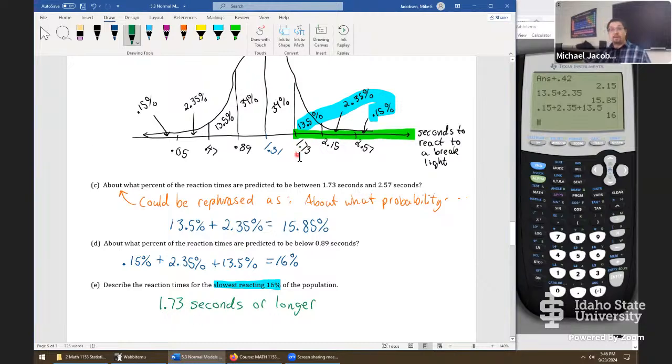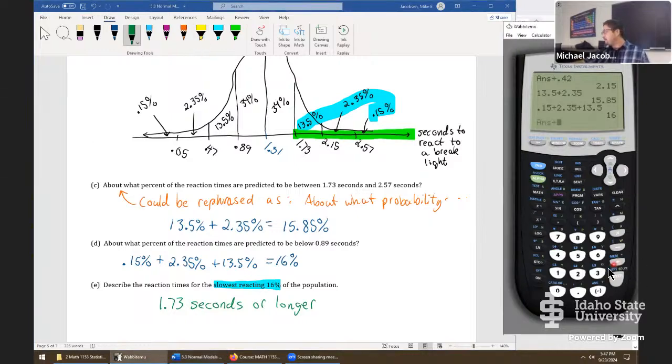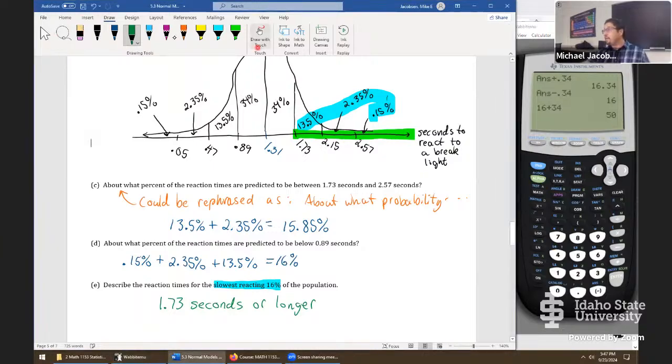Any questions, folks, on how we got that 1.73? Okay, so if it said, say, slowest, let's add plus 0.34. If they said, oh, let's subtract 0.34. I want to take 16 plus 34, rather. If it asked for the slowest 50%, then the question would have gone this way. We're then dealing with this number, this number, this number, and that number. That's the extra 34% I added.